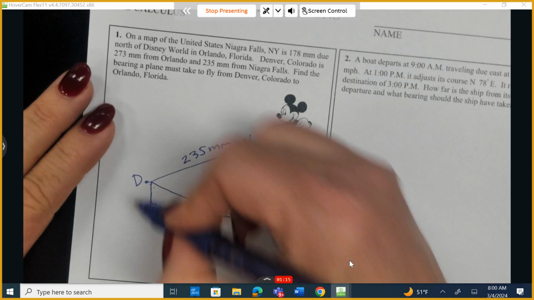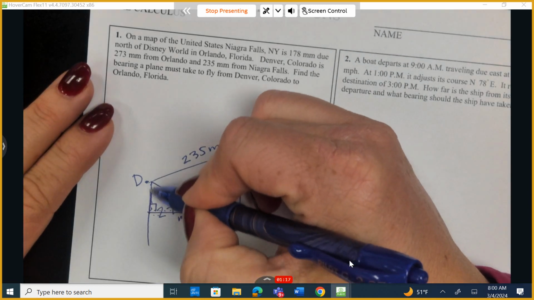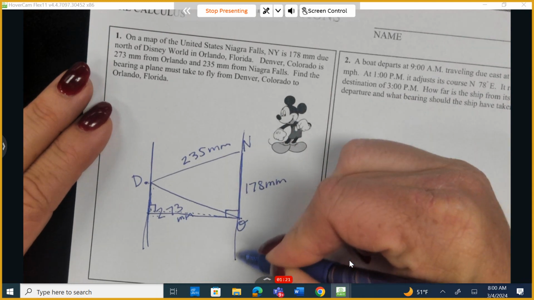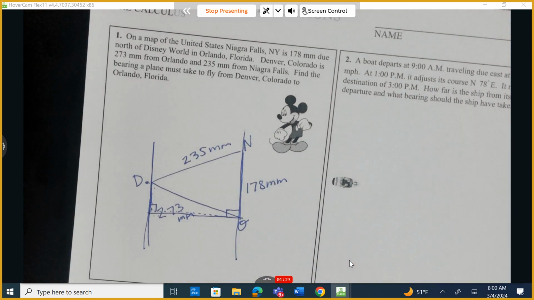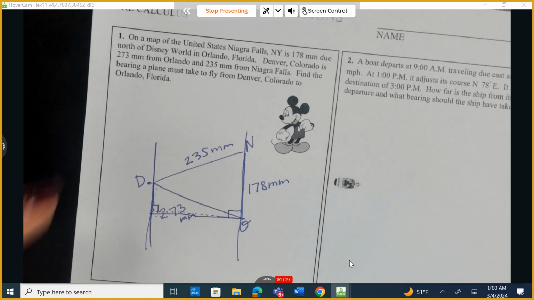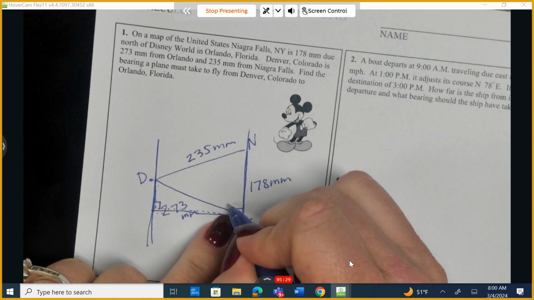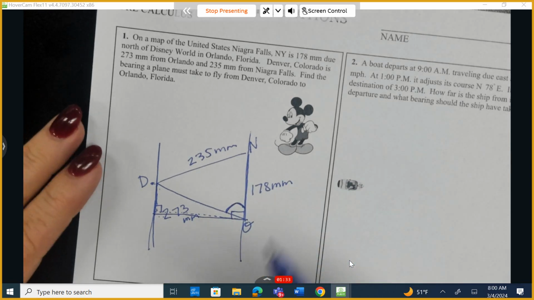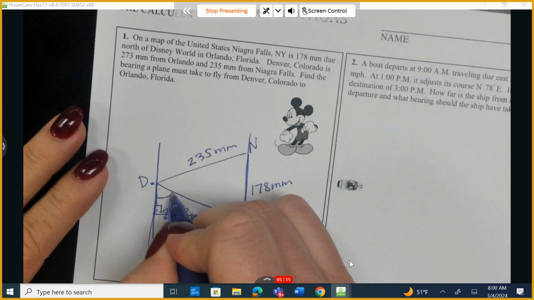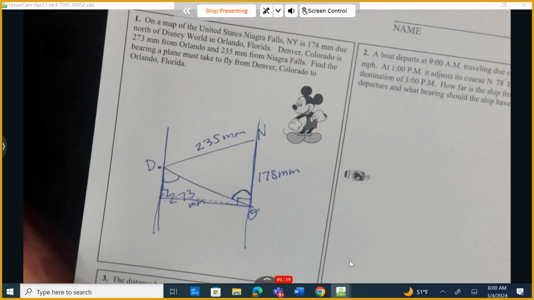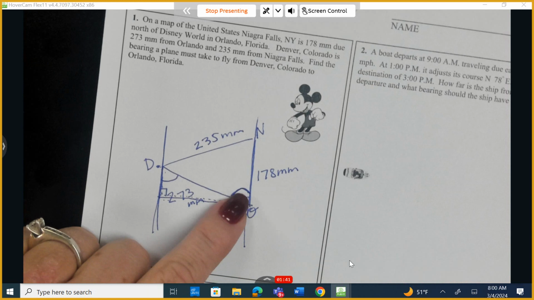If we think of this here, this is going to help me with my bearings. These two lines are parallel, and right here is a transversal that cuts through them. So if I can figure out what this angle is, I know that will be equivalent to this angle. These are alternate interior angles. We have two parallel lines and a transversal that cuts through them.